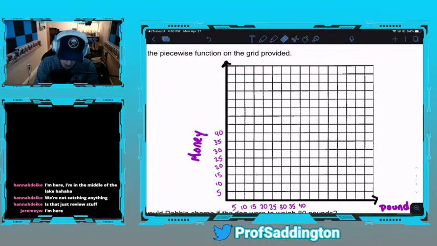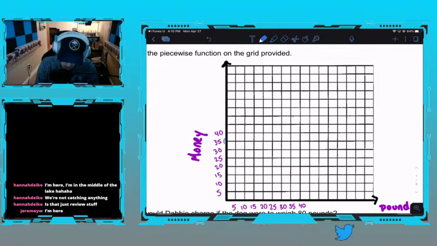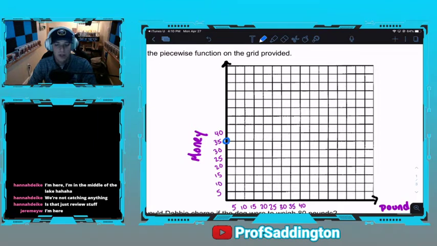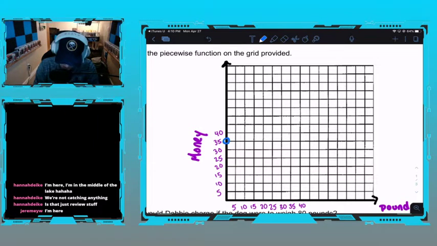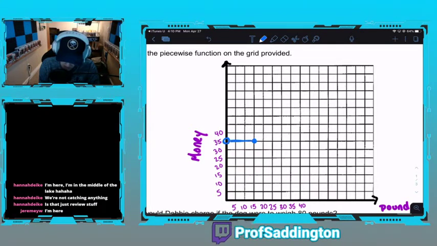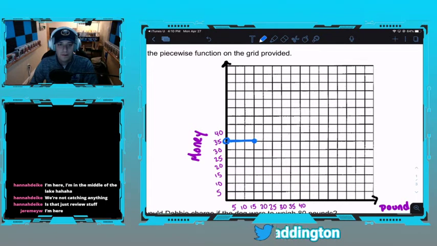Oh my gosh, I'm going to have to do that. So technically it should be an open circle right here. I should have never made it closed to begin with. However, at 15 pounds, it is going to be worth that $35. So the first part of this piecewise is going to be a line connecting those two dots right there.